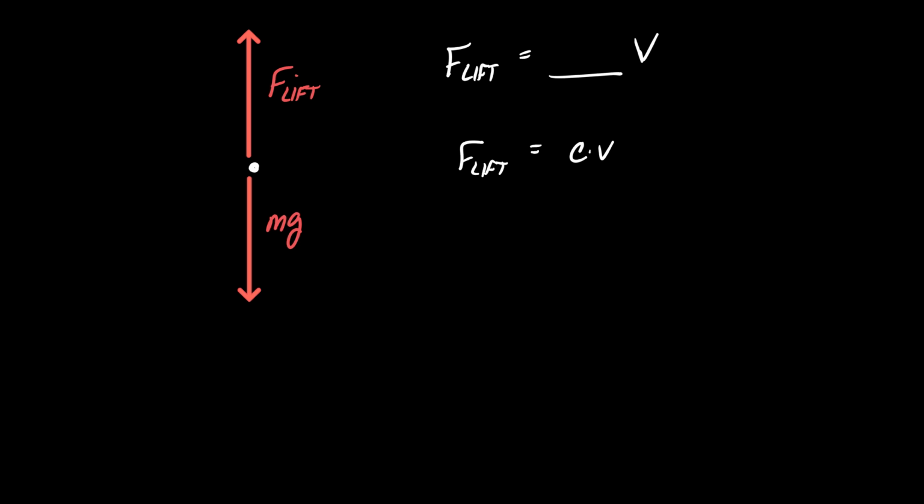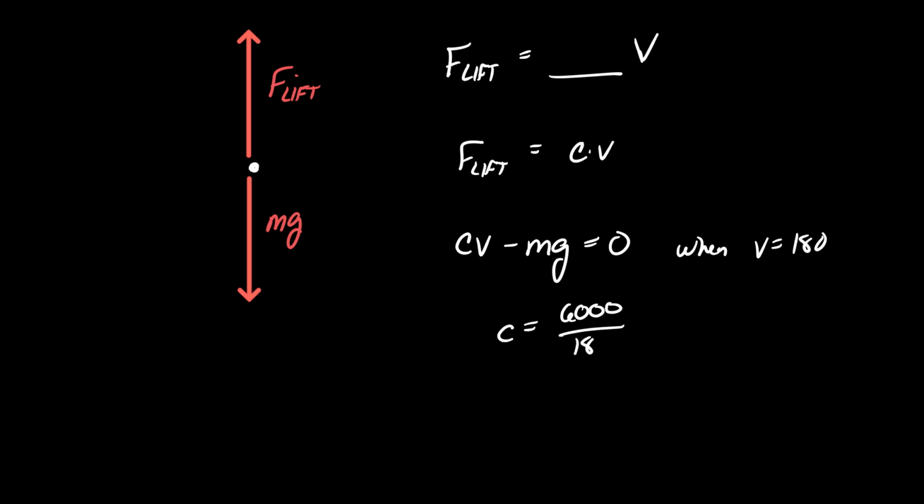It says the plane is in level flight when it's at a speed of 180 meters per second. Alrighty, so CV minus mg equals 0 when V equals 180. So C must be equal to 6,000 divided by 180. I cut some steps out of there. Speak now if you need me to put those steps in.